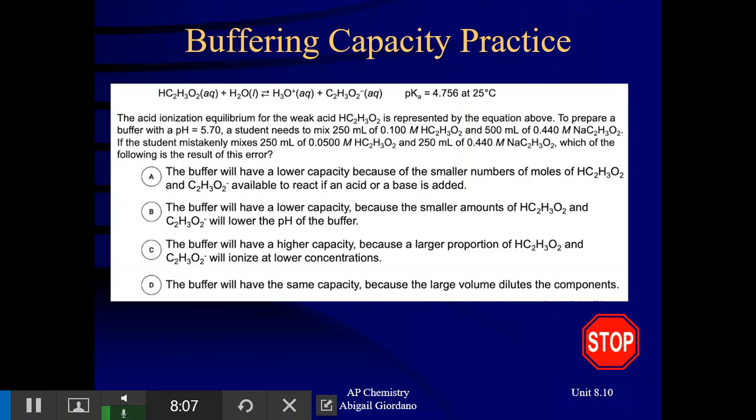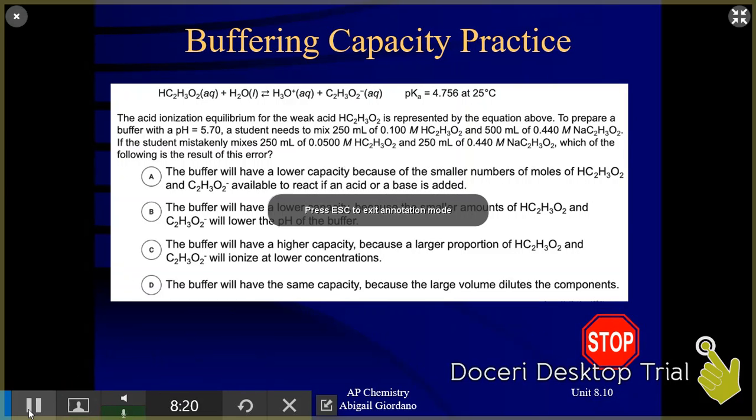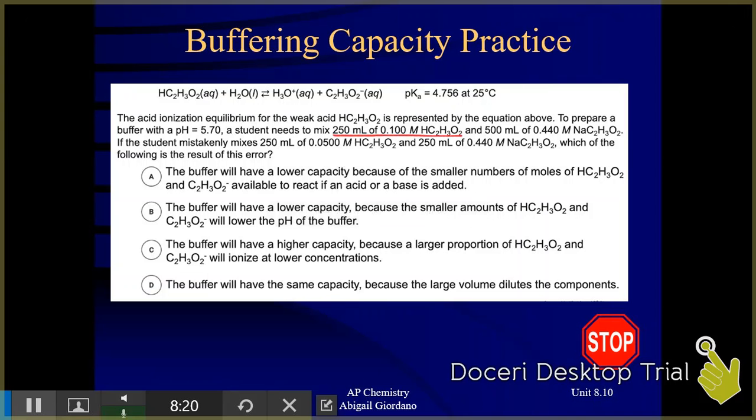So this is an example of a multiple choice question. I want you to pause the video and see if you can figure this one out on your own. All right, so in this situation, we are creating a buffer system, and it says in order to make this buffer system, I'm going to underline some key bits of information. We need this amount of the acid and this amount of the conjugate base.